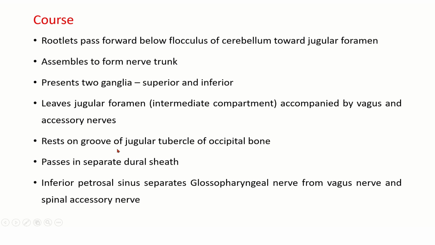So let us see in detail the course. As I said, these rootlets pass forward below the flocculus of the cerebellum towards the jugular foramen and assemble to form the nerve trunk, which presents two ganglia, superior and inferior. Then the nerve leaves the jugular foramen through the intermediate compartment, accompanied by the vagus and accessory nerves. When it leaves, it rests on the groove of the jugular tubercle of the occipital bone, and passes in a separate dural sheath which separates it from the vagus and accessory nerves. There is an additional structure which separates the glossopharyngeal nerve from the vagus and spinal accessory nerve. That is the inferior petrosal sinus.